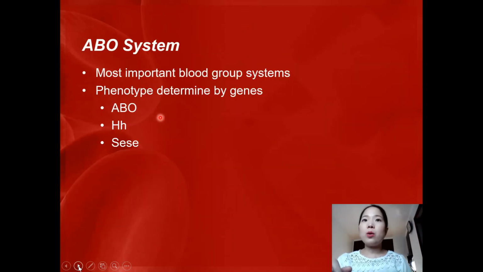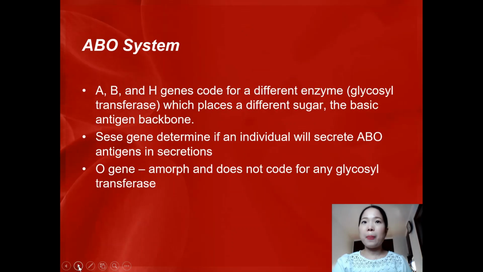Now, for the ABO system, the phenotype is determined by genes: your ABO, the H, and the SE. The A, B, and H genes code for different enzymes that place a different sugar on the basic antigen backbone. The SE gene determines if the patient will secrete the ABO antigen, and the O gene does not actually code for any glycosyltransferase.